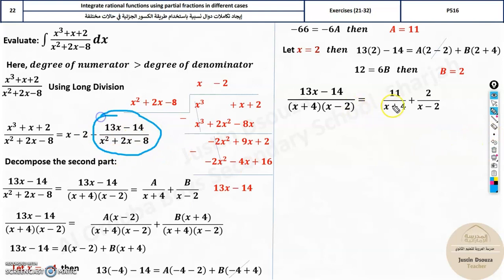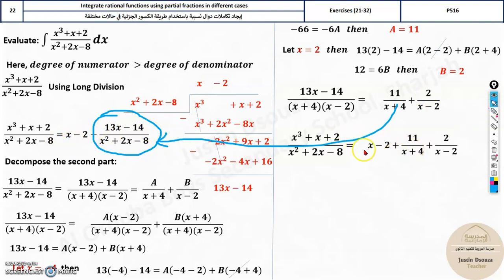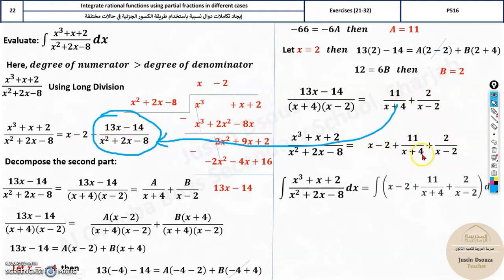Instead of writing this part, we have to write this. Now when you're integrating, don't forget these two terms. These are very important because they can be easily integrated. See, x minus 2 will remain, but instead of the remainder divided by the divisor, we are writing x minus 2 plus this and this. Now you can integrate them easily.